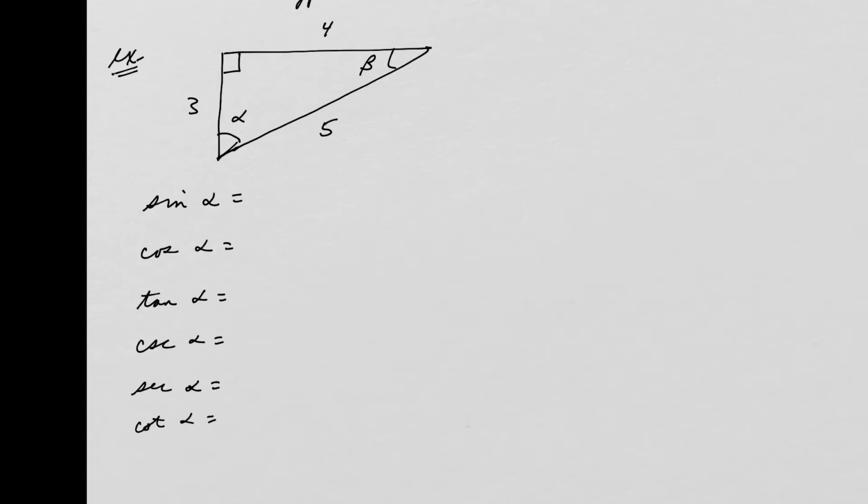And then later I want to find sine of beta, cosine of beta, tan of beta, cosecant of beta, secant of beta, and then cotangent of beta. Okay, so let's start with alpha.